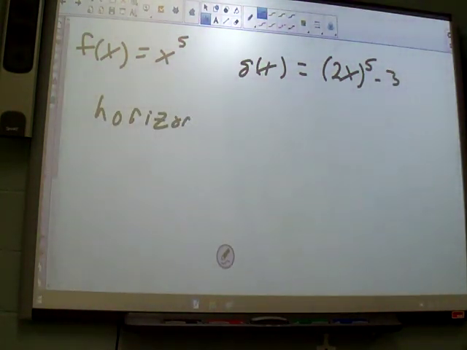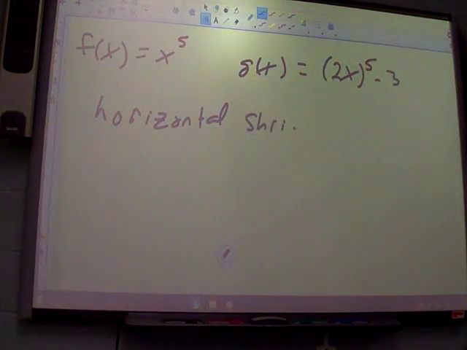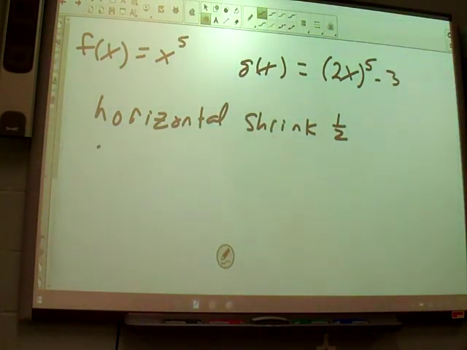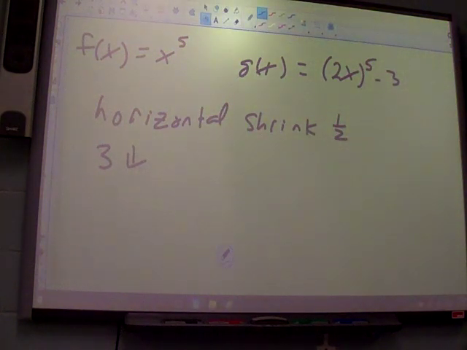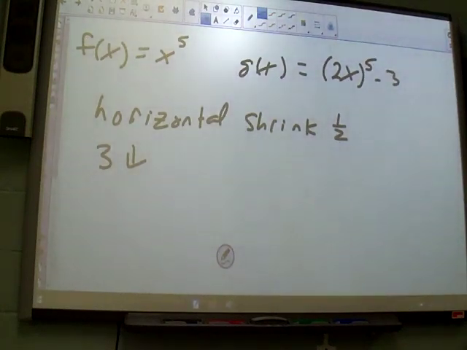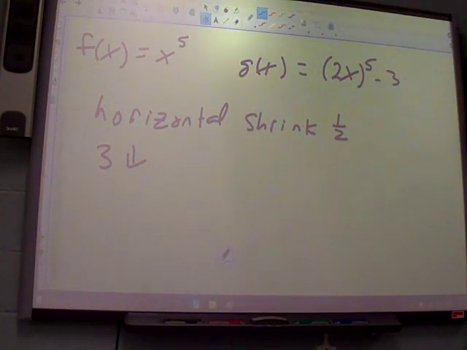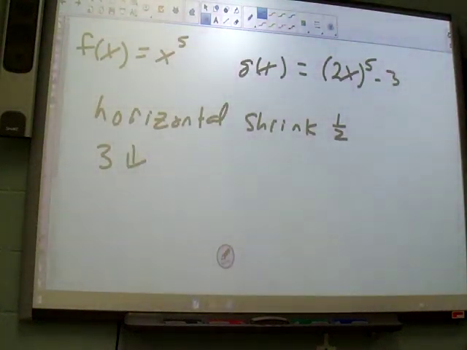So you take the reciprocal. The reciprocal of 2 is 1/2. 1/2 is smaller than 1. And then we have Garrett's 3 units down with that minus 3 stuck on the end. Okey-dokey.